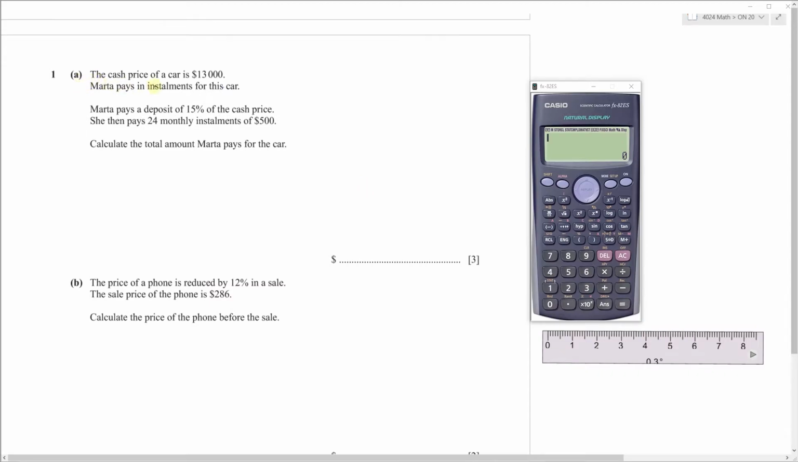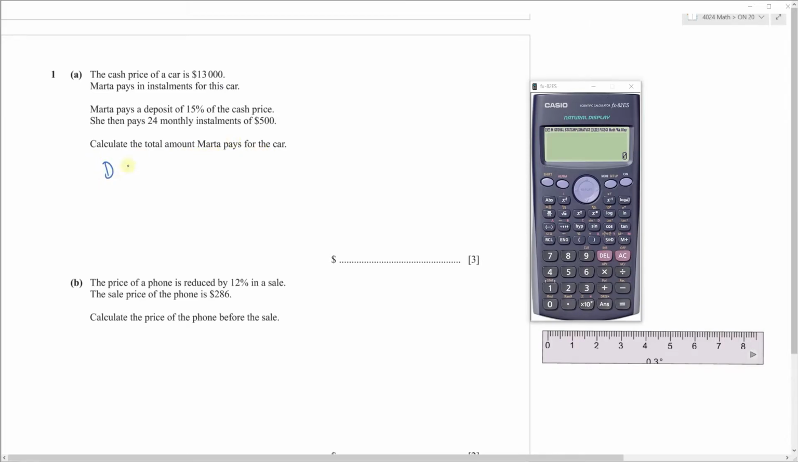Part A is the cash price of a car is $13,000. Marta pays in installments for this car. She pays a deposit of 15% of the cash price, and she then pays 24 monthly installments of $500. Calculate the total amount Marta pays for the car.